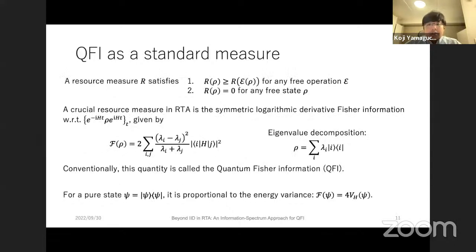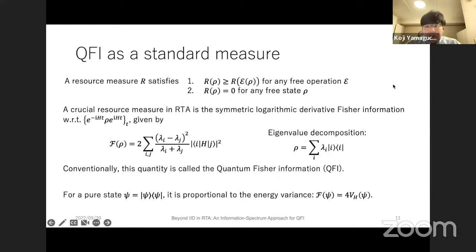Okay. And in any resource theory, it is essential to find a good measure to quantify the resource. And in general, a quantity R is called a resource measure when it satisfies two conditions. First, it monotonically decreases under the free operation. And second, it vanishes for any free state.